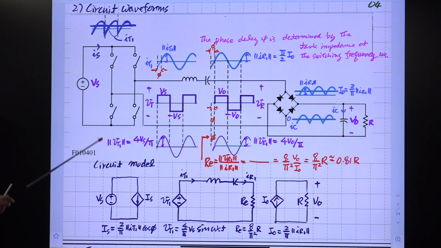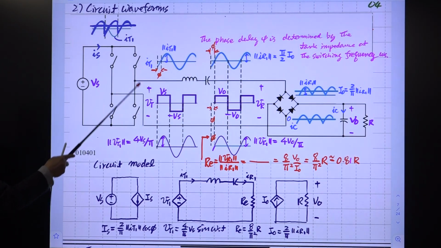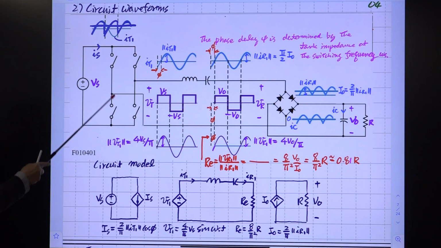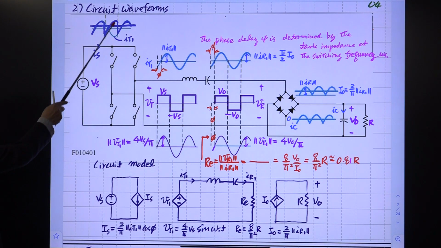So let's go back. This is the model of this part. This is the current coming from this voltage source, IS. These two switches are connected, IS is the same as IT. And if two switches are connected, the other two are connected. This IS is just the inverted image of this one, so we have the rectified waveform of IT1 here. IS is just the rectified version of IT1 here, all right?